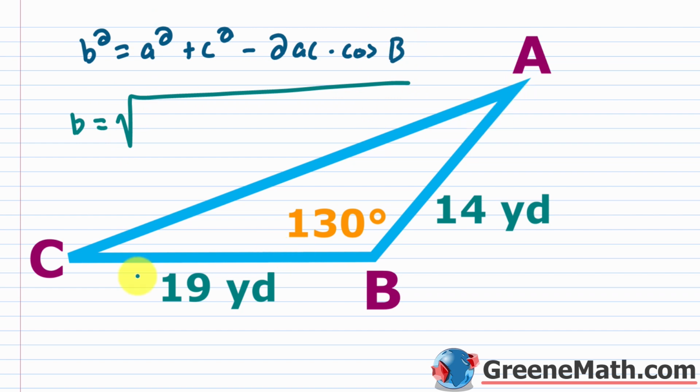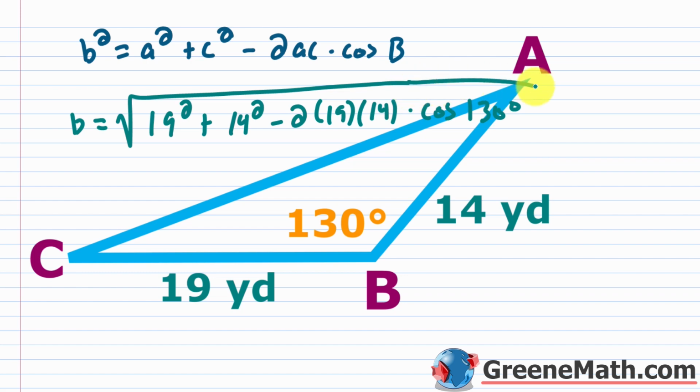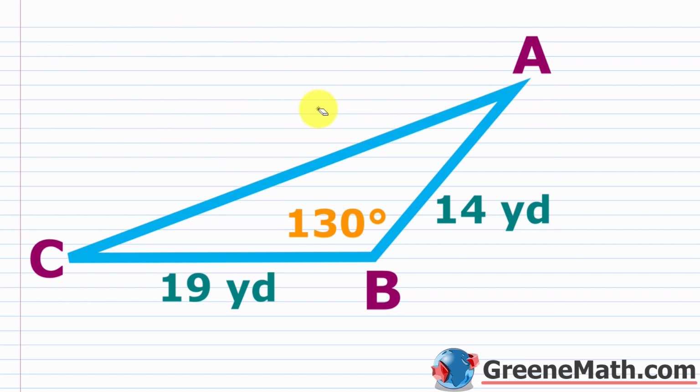We know the length of side A is 19 yards, but I'm just going to use 19, forget about the yards. And the length of side C is 14 yards, but again, I'm just going to use 14. So for A squared, you'd have 19 squared, plus 14 squared for C squared, and then minus 2 times 19 times 14 times the cosine of, for B, 130 degrees. Let's close that and key that into the calculator. I get about 30 if I round to the nearest tenth. So let's just say this is about 30 yards.